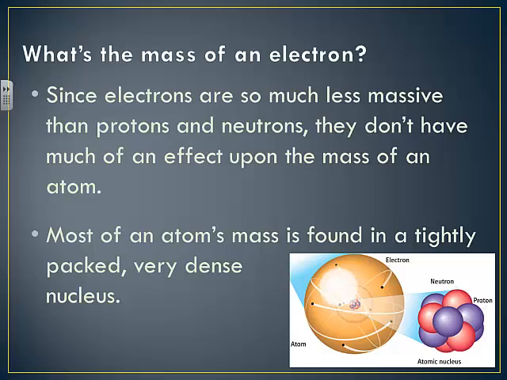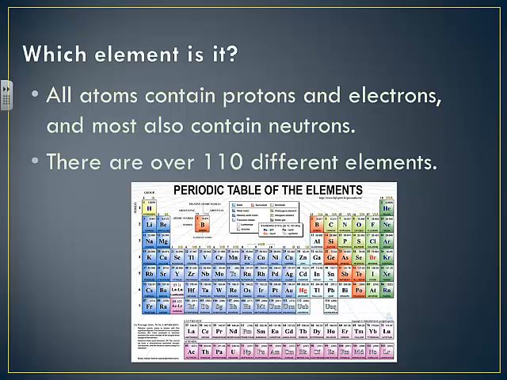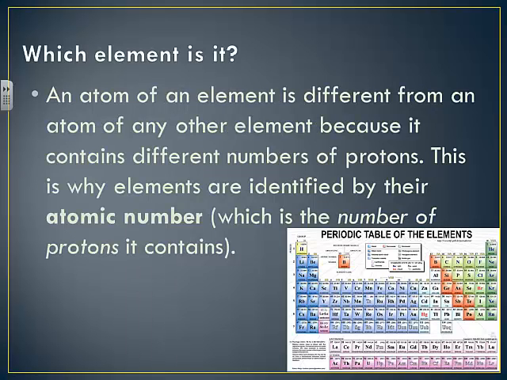Most of the atom's mass will be found in that tightly packed, very dense nucleus that we see in this diagram. The way we determine which element it is, we have to look at what's inside of an atom of that element. All atoms contain protons and electrons, and almost all of them also contain neutrons. There are over 110 different elements. What makes an atom of an element different from an atom of any other element is the number of protons. That's why we call the number of protons the atomic number. It's the atomic number, or the number of protons, that determines what element it is.